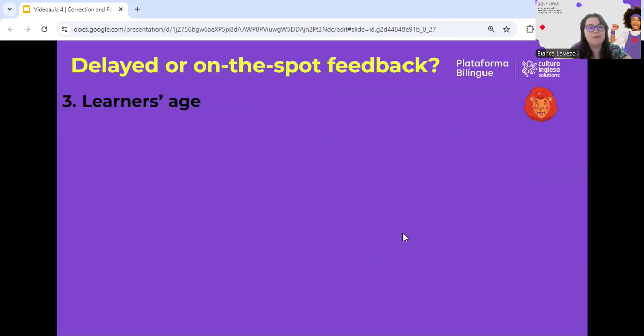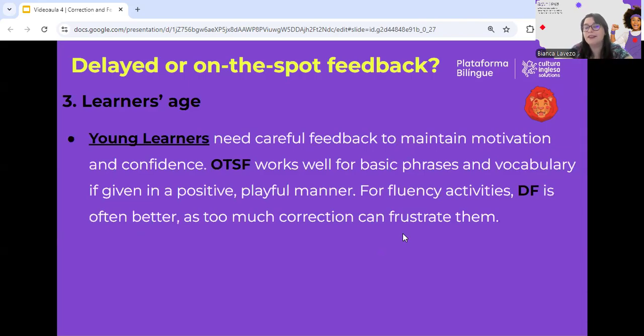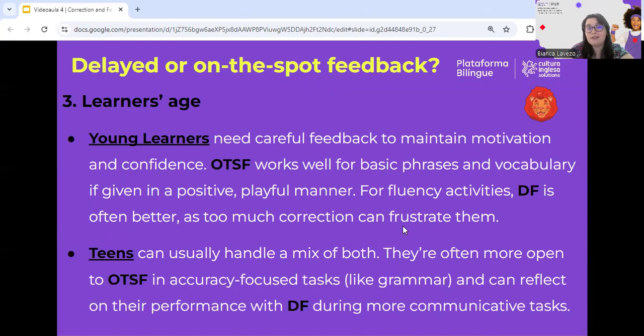The third thing that we mentioned was the learner's age. If you think of young learners, for example, they need very careful feedback because they have to be motivated and confident all the time. So on-the-spot feedback works well for basic phrases that you're teaching them, or chunks of language, or the vocabulary if they're given in a positive manner. For fluency activities like games, for instance, then delayed feedback usually works better because it doesn't interrupt the activity in itself. Now, teenagers, they usually can handle a mix of both.